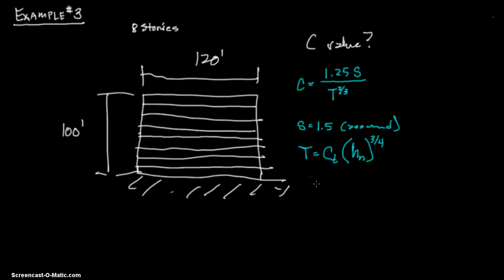h_n, let's change colors here, equals the height of the building, which equals 100 foot, which we have right over here. And then you can see that C_T is based on the type of moment resisting frame: steel moment frames, reinforced concrete moment resisting frames, and eccentric brace frames. Or it says 0.02 for all other buildings.